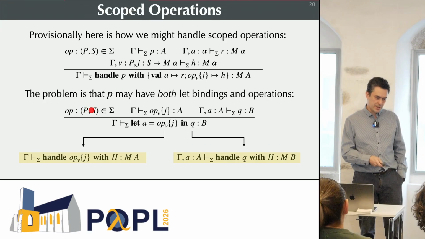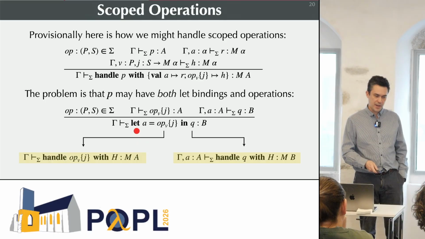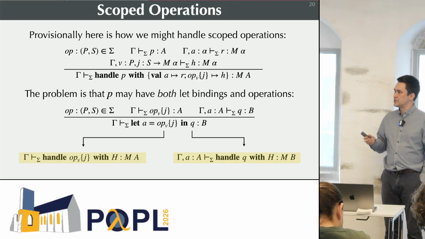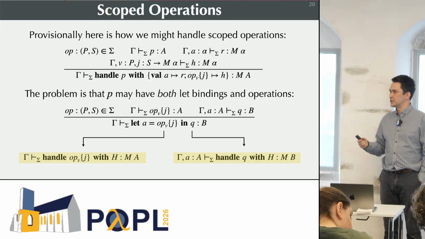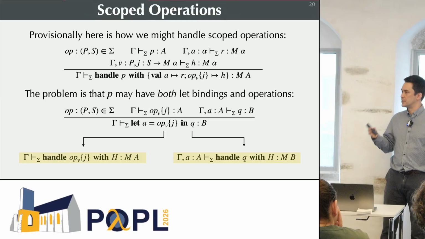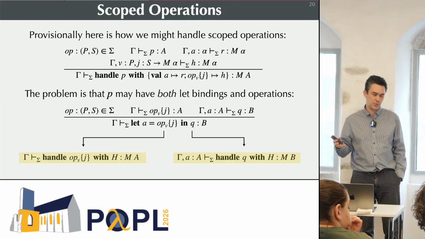But the point that's important is that when you're faced with a construct like this, where you have let A equals op vj in Q, you really can't translate that into just a simple scoped operation as you did with the algebraic version. You can't just do away with the lets and absorb that into the continuation parameter.